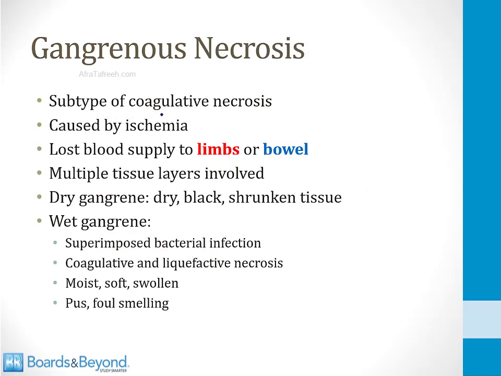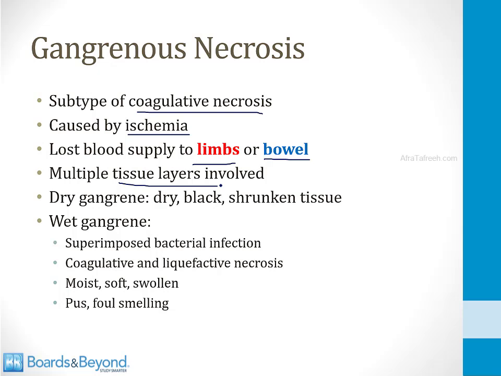Gangrenous necrosis is a subtype of coagulative necrosis, but it gets its own name because there's a characteristic way that tissues look when they undergo this type of coagulative necrosis. It's always caused by ischemia, and the two main places it occurs are in the limbs, especially the feet or toes, and in the bowel. These places can lose their blood supply and develop gangrenous necrosis. When there is ischemia to these areas, multiple tissue layers are involved, and it gives a characteristic appearance when you look at the tissue grossly.